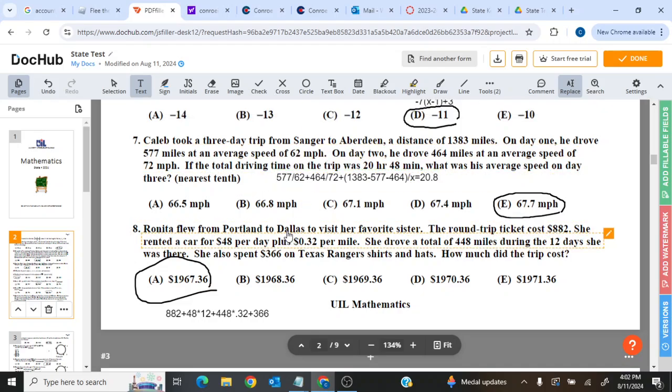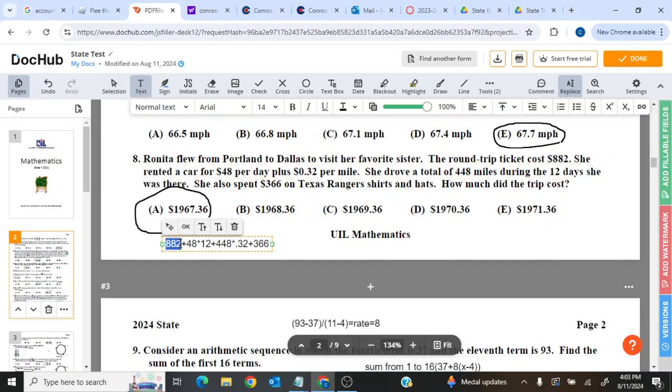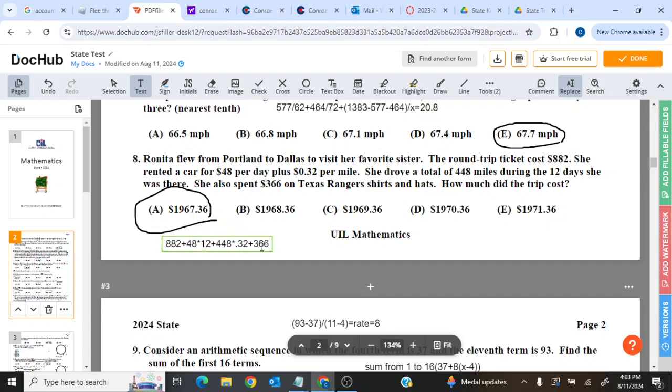Problem 8. Renita flew from Portland to Dallas to visit her favorite sister. Round trip cost $882. She rented a car for $48 per day, plus 0.32 per mile. She drove a total of 448 miles during the 12 days she was there, and she also spent $366 on shirts and hats. How much did the trip cost? You're just adding and multiplying all the stuff together: the round trip cost, the cost of the car per day multiplied by the number of days, the cost per mile multiplied by the number of miles, and then the 366 of souvenirs. And you get 19,067.36.